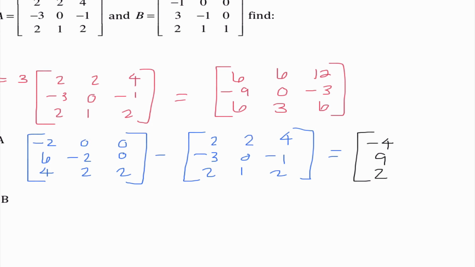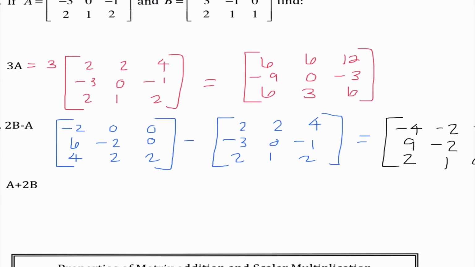0 minus 2 gives us negative 2. Negative 2 minus 0 is negative 2. 2 minus 1 is 1. 0 minus 4 is negative 4. 0 minus negative 1 is positive 1. 2 minus 2 gives us 0. So once again, we're seeing here that we don't need to make this any more difficult than it looks.